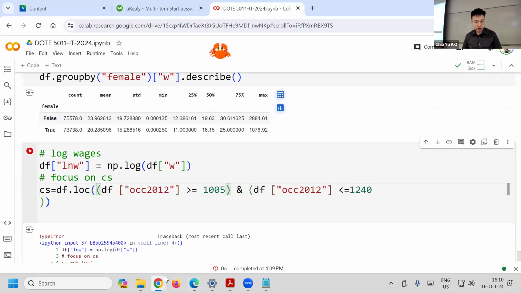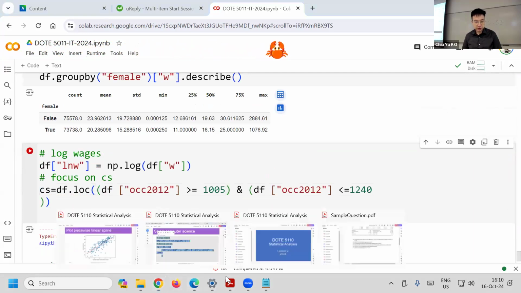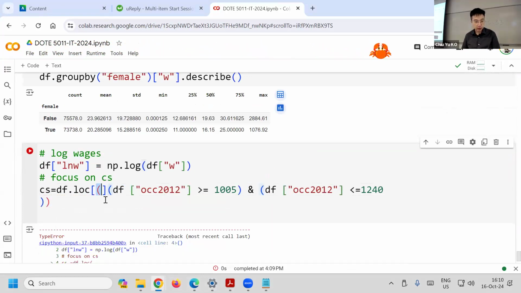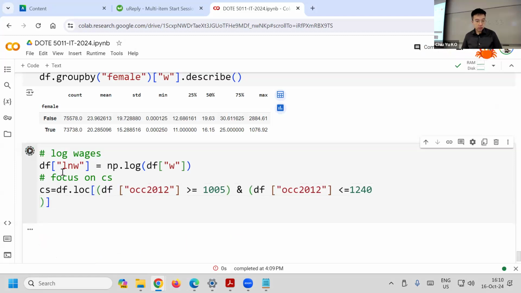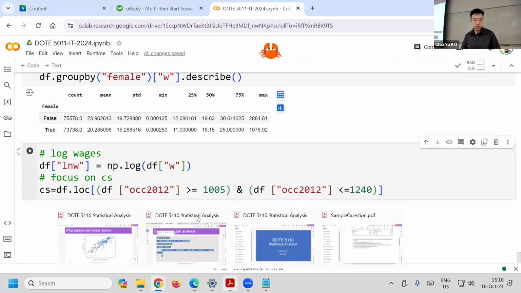Is it some error? Let me check if there's some error. Oh yeah, it should be this one. Sorry. So CS will be the group of data where I only take out computer science. Maybe I just do one step if it looks better. As long as it belongs to this one, then it's considered in the data.